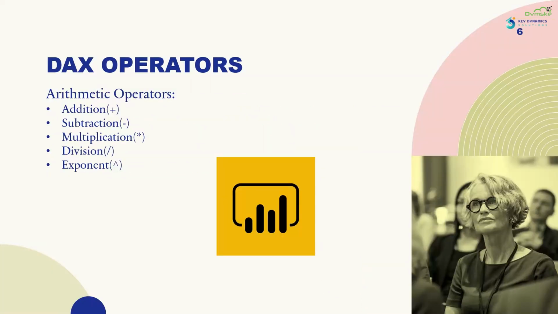We also have a variety of operators in DAX, which are symbols or keywords used to perform operations in our formulas. Let's look at them one by one. The first one is arithmetic operators. It includes addition, subtraction, multiplication, division, and exponent. Think of these just like the operators you already use in Excel. Arithmetic operators are used to perform arithmetic operations.